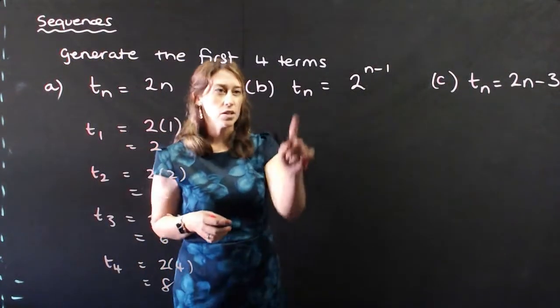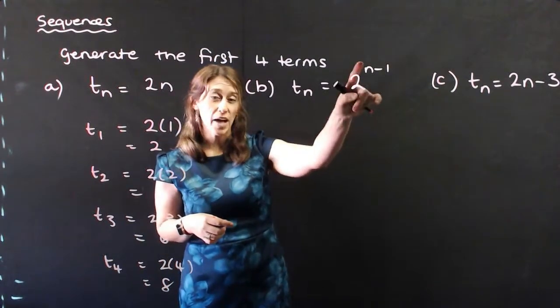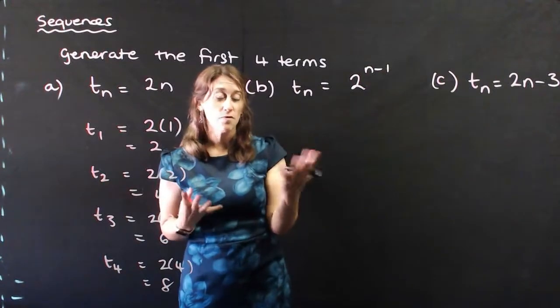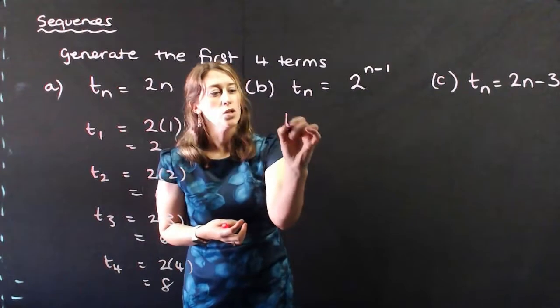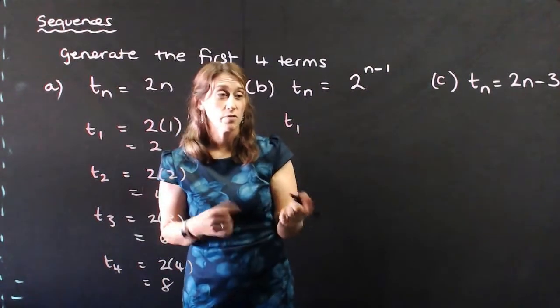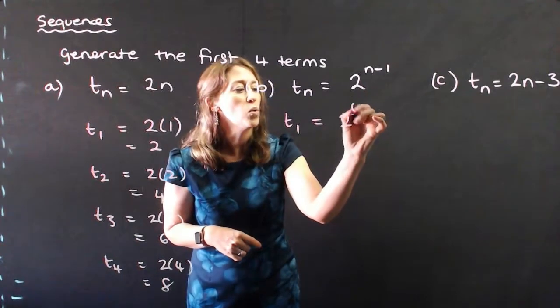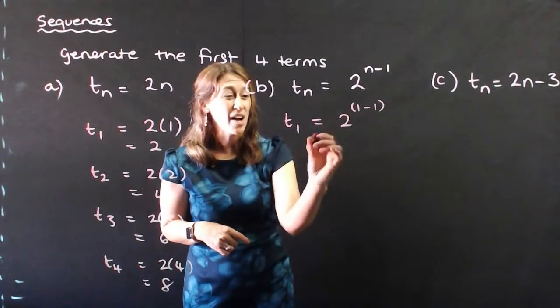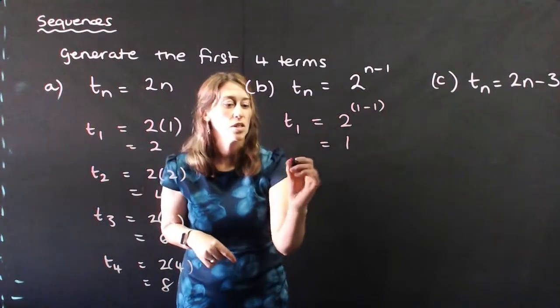Let's look at this one. This time we're trying to find the terms with the rule 2 to the power n minus 1. So we're going to find the first 4 terms. So let's let n equal 1, 2, 3, and 4. So when n equals 1, we're looking for the first term. Following the rule and subbing that in, it's 2 to the power of 1 minus 1, which is 2 to the power 0. 2 to the power 0 is 1. So the first term of the sequence is 1.